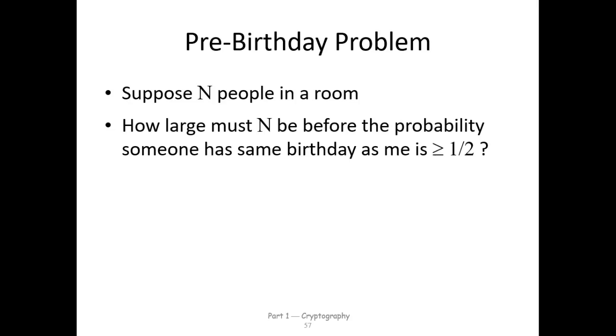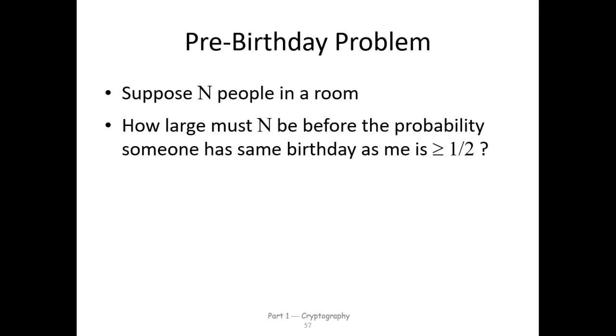How large must n be before the probability that someone has the same birthday as me is greater than or equal to 1 by 2, that is, more than or equal to half? In that way we need to calculate the value of n. How large must n be before the probability that someone has the same birthday as me reaches that level?